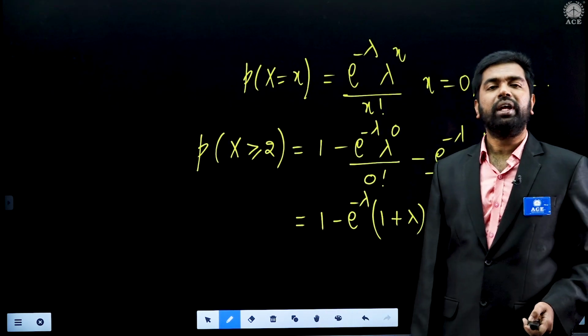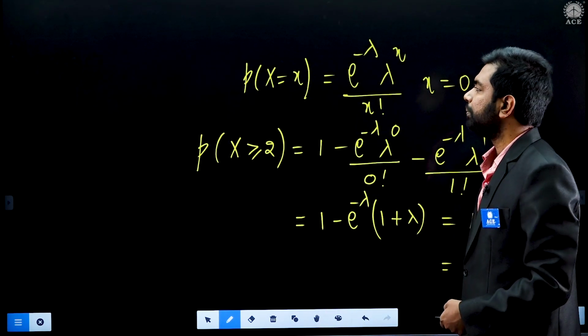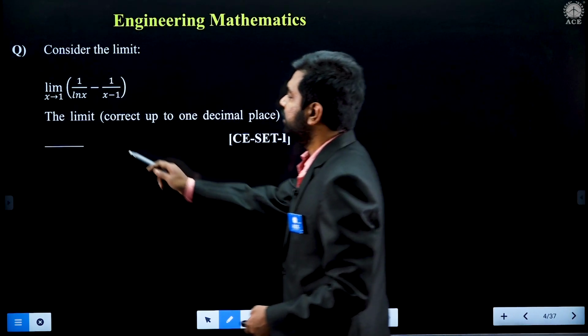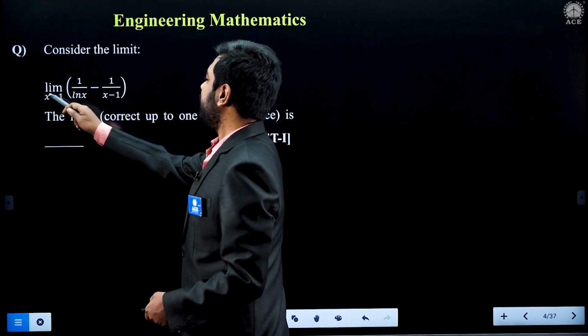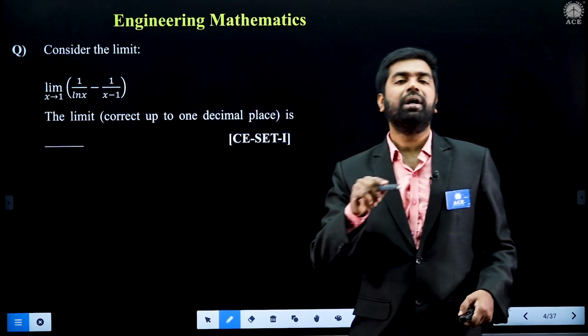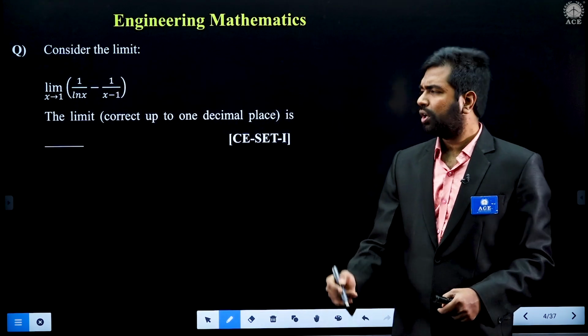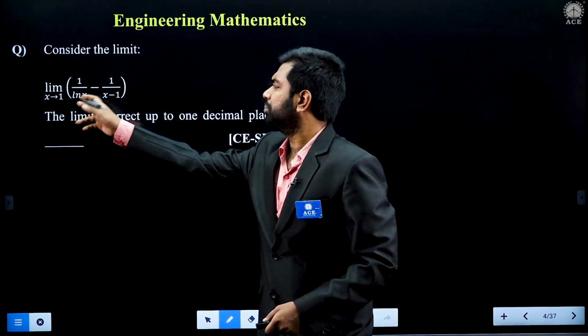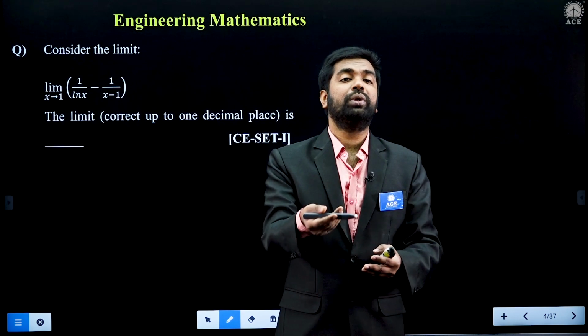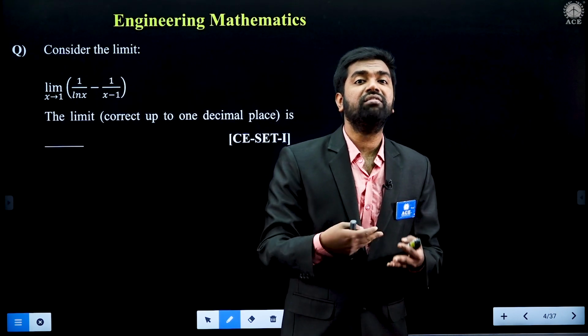Let us look at another question. Now he says, consider this limit: limit x tends to 1, 1 by log x minus 1 by x minus 1. So let's directly substitute this limit. So 1 by log x, 1 by log 1. Log 1 is 0. So 1 by 0 is like infinity.